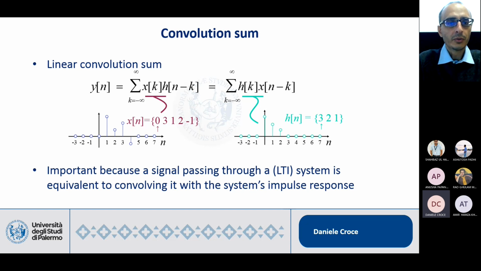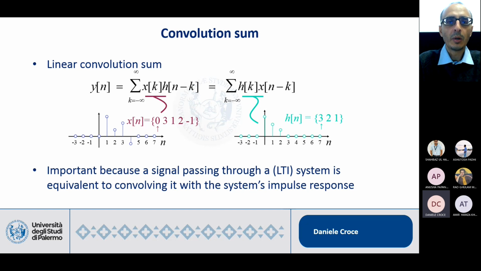Why is the linear convolution important? It's because when you have a signal that goes through a linear time invariant system, the output will be the equivalent of the convolution of the impulse response of the system with the original sequence. Here you see the output y of n, and the convolution of the input sequence x of k with the impulse response h of k.